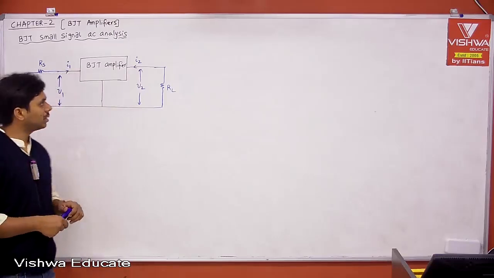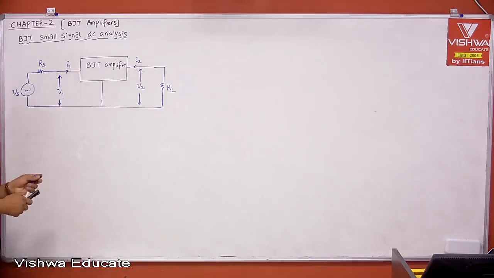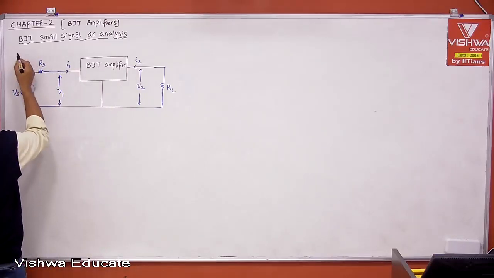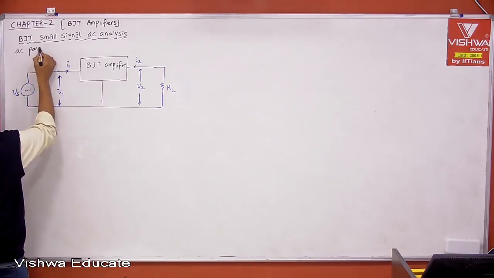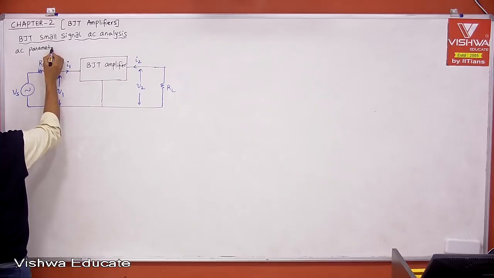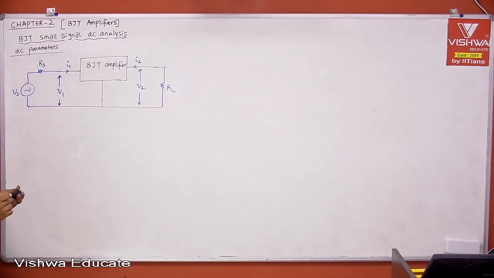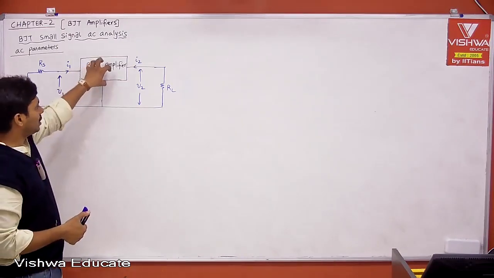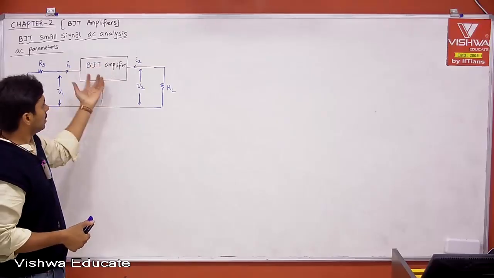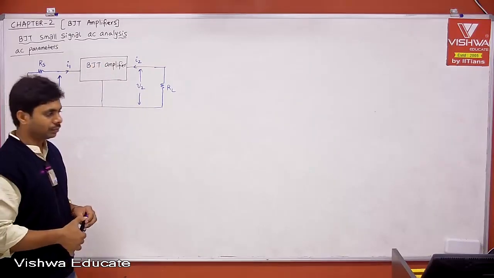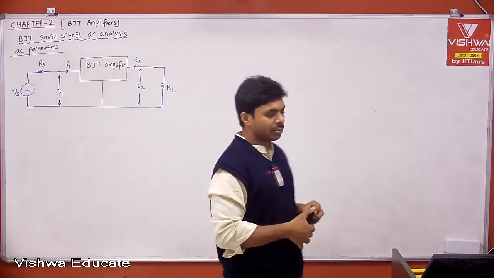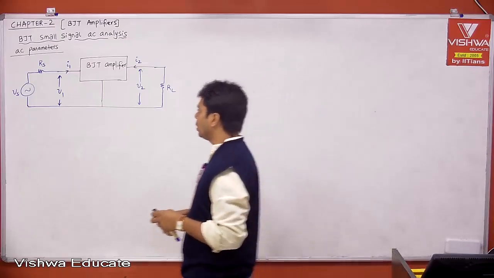Now we need to calculate the BJT AC parameters. The heading is AC parameters. Now we need to replace this BJT amplifier with the H parameter model. Then we need to calculate everything. Let me replace it now, then let's see.